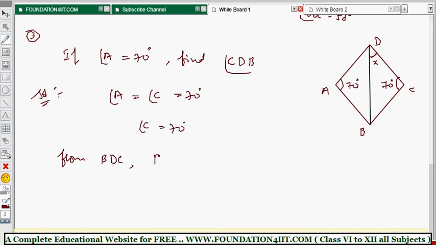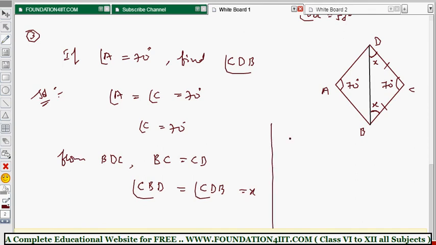Now observe triangle BDC. BC is equal to CD, because whenever two sides are equal, then the opposite angles are also equal. So this also should be X. That is, angle CBD is equal to angle CDB. These both are equal, I took it as X. Now from the same triangle, the sum of the angles in a triangle is 180 degrees. Using that concept, X plus X plus 70 is equal to 180 degrees.